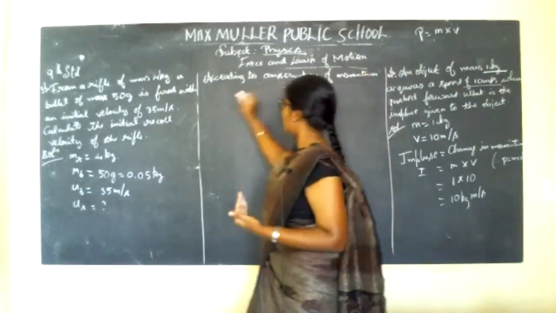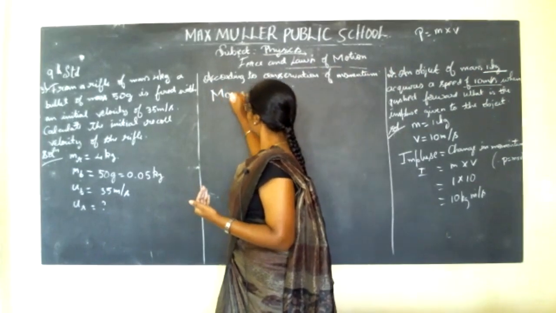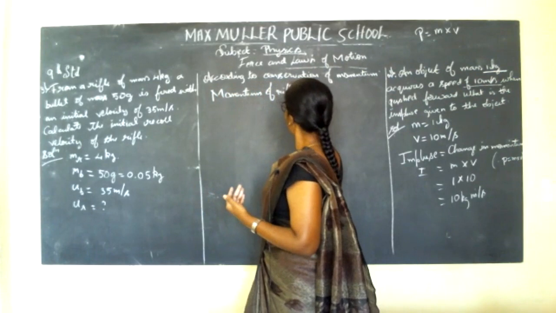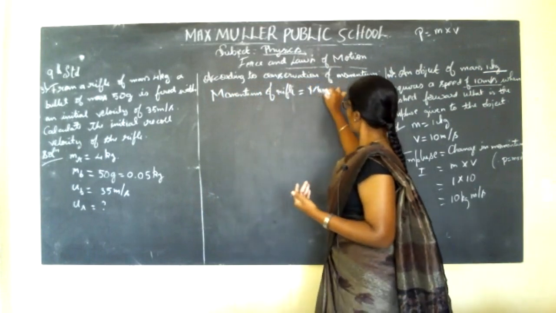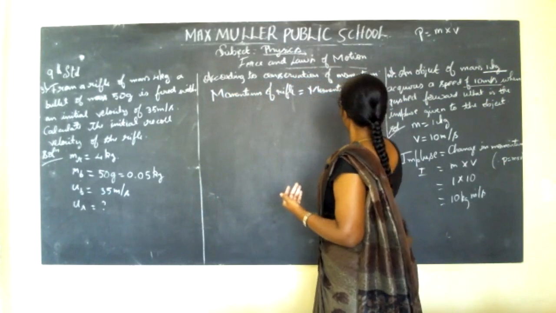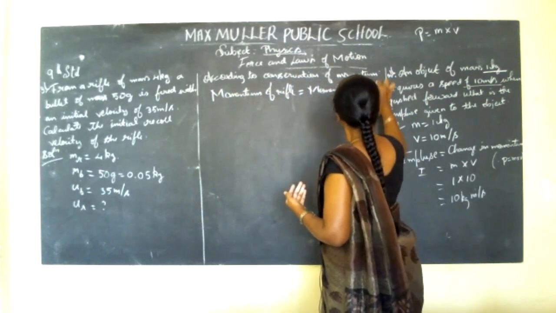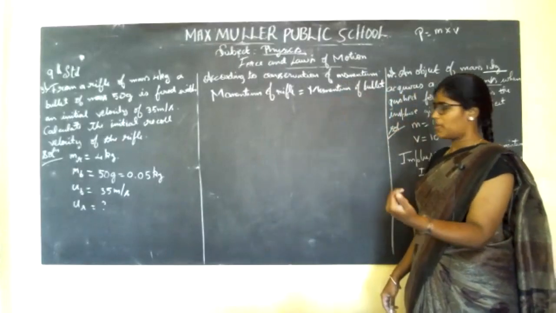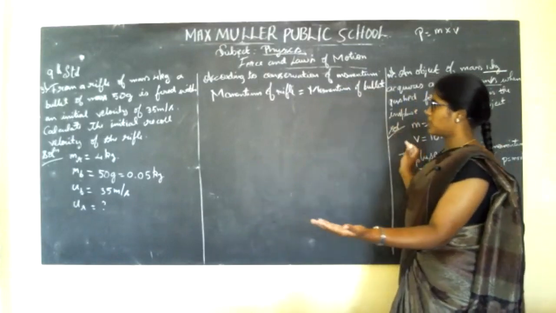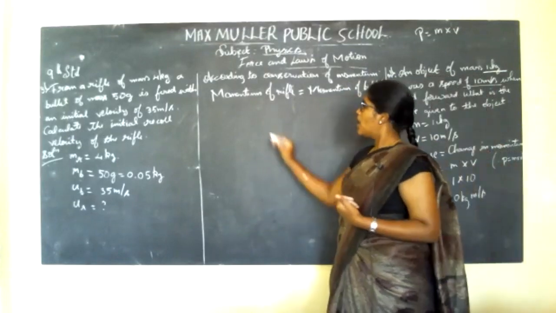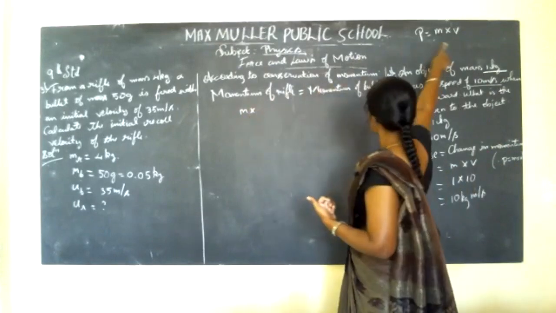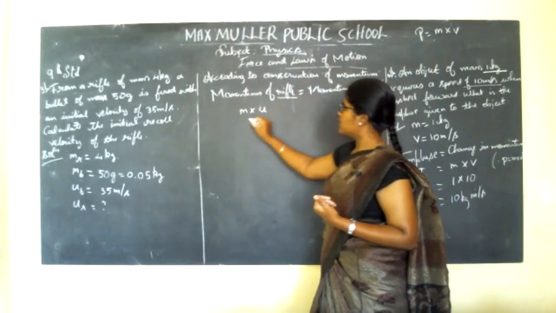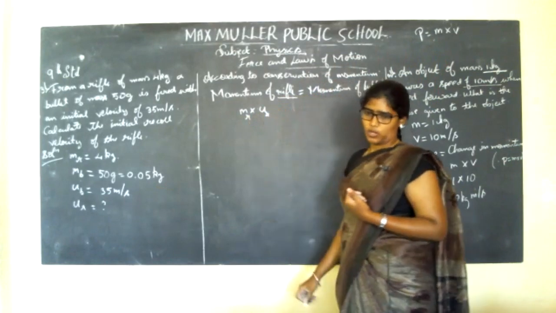What are the two objects you have? That is momentum of rifle will be equal to momentum of bullet. Understood? How did you get? So two objects are equal in momentum. So momentum of the rifle will be equal to momentum of the bullet. So what is the momentum? Mass into velocity. What velocity you have here? Initial velocity. You are talking about rifle. So rifle mass, rifle initial velocity.